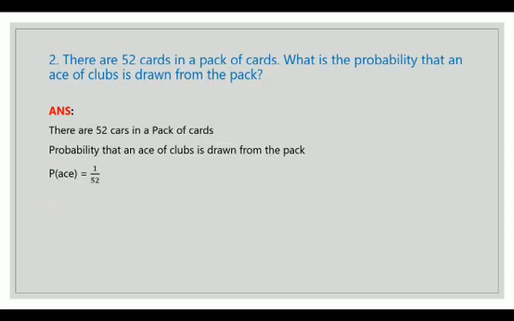The next question. There are 52 cards in a pack of cards. What is the probability that an ace of clubs is drawn from the pack? As we know, there are 52 cards in a pack of cards. So the probability that an ace of clubs is drawn from the pack is 1 upon 52, as it is mentioned ace of clubs. So it's 1 upon 52.